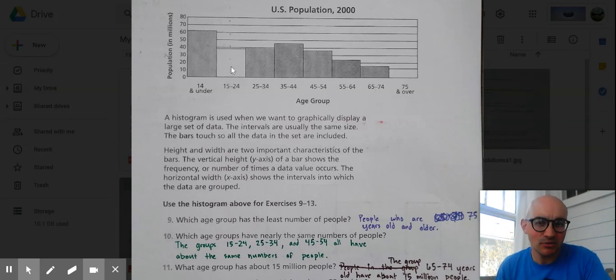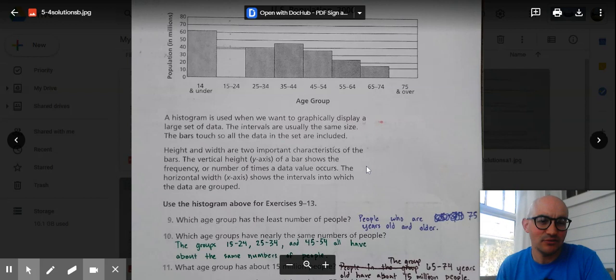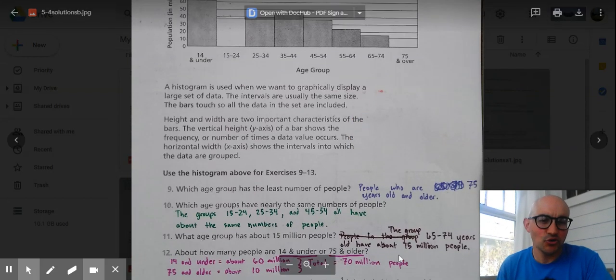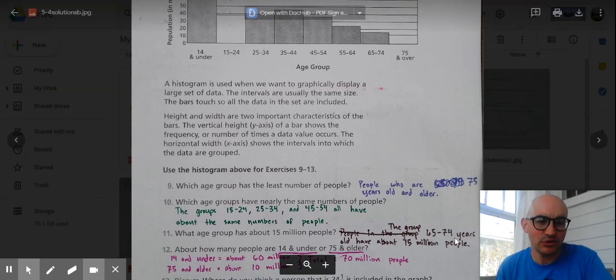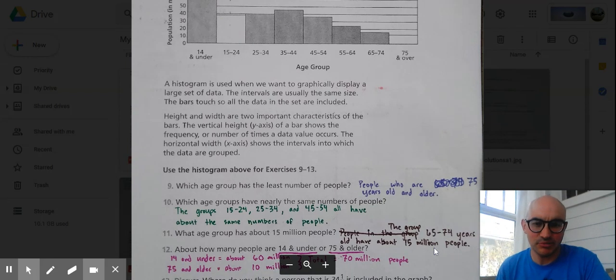So with my pencil or a nice piece of paper, or in this case with my mouse, I just trace it over, and lo and behold, my mouse falls right about here, and I drop my eyeball down, and I see 65 to 74. There it is. So the group of people that are 65 to 74 years old have about 15 million people.